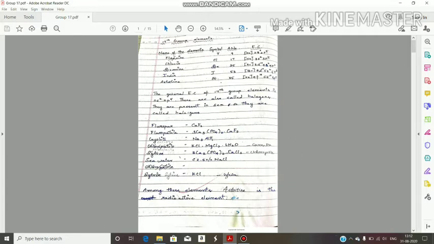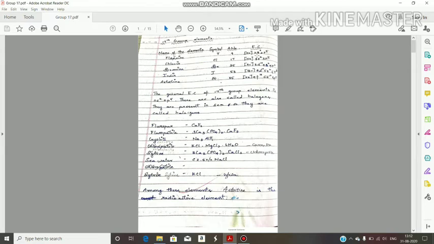The elements which are present in the 17th group are fluorine, chlorine, bromine, iodine and astatine. These are the symbols F, Cl, Br, I, At, and these are the respective atomic numbers of the elements, and this is the electronic configuration of the respective elements.